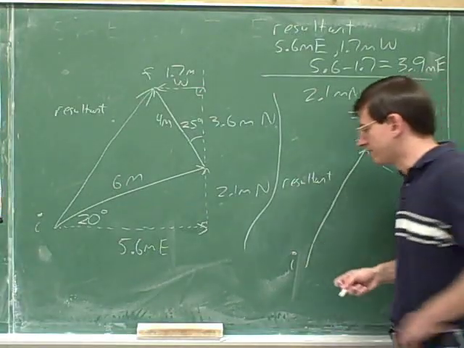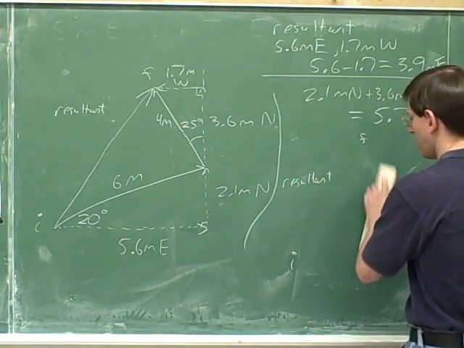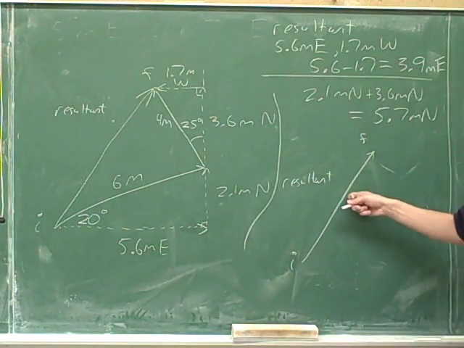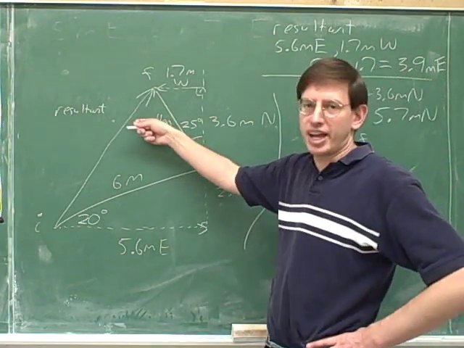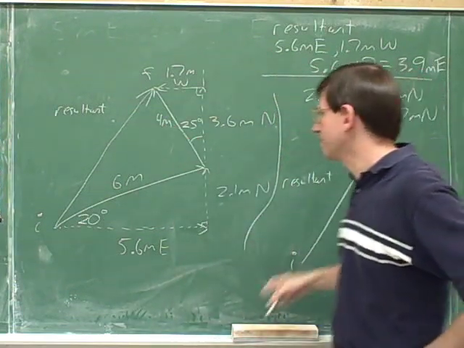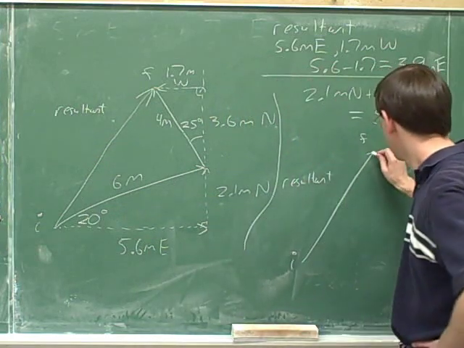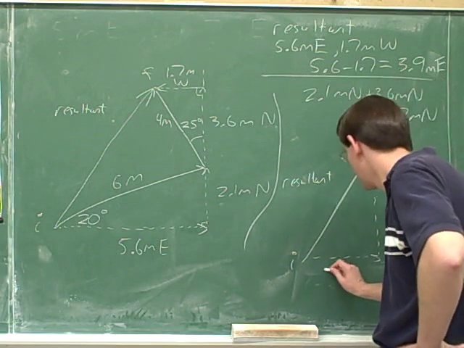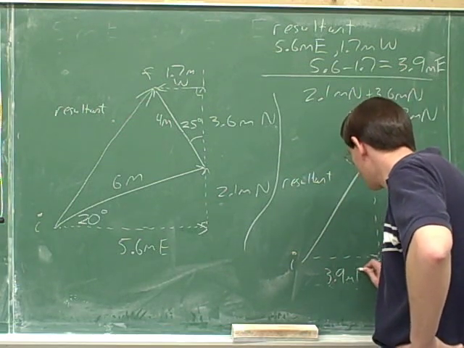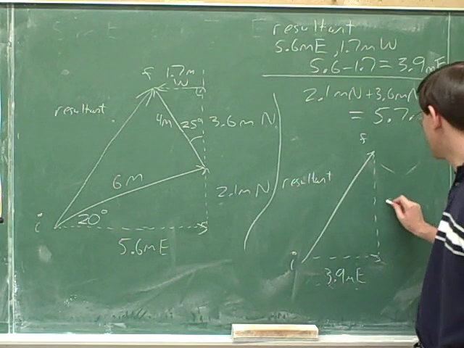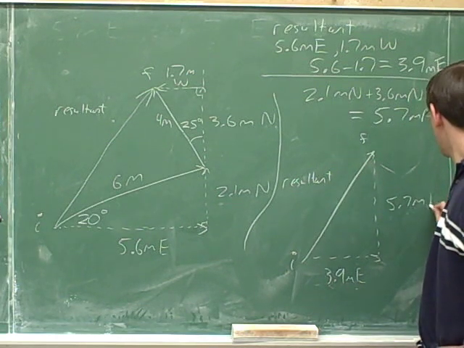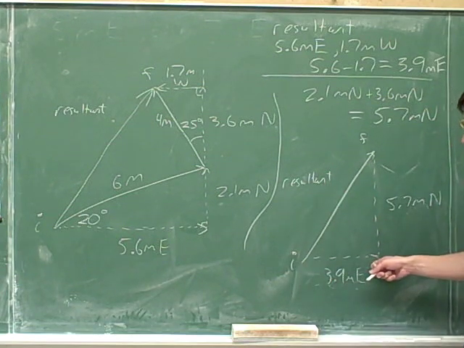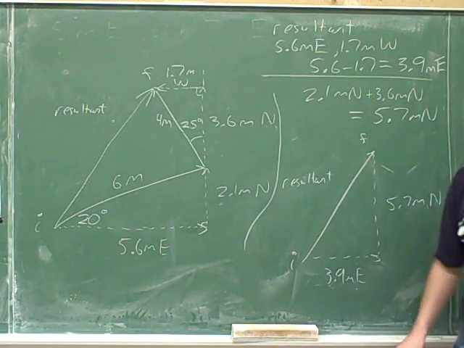I'm going to redraw the resultant vector here because this diagram is starting to get kind of clogged and congested. But this is just the same vector as this resultant vector over here. Now we figured out that its overall eastward component is 3.9 meters east, and its overall northward component is 5.7 meters north. So the overall resultant is 3.9 meters east of the initial point and 5.7 meters north.